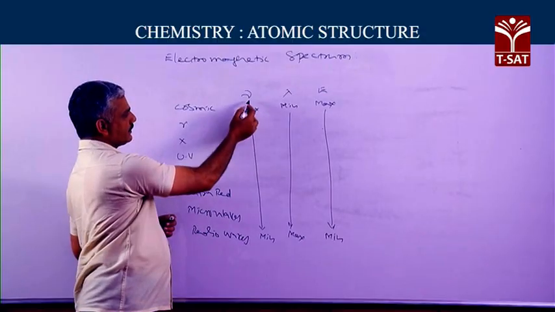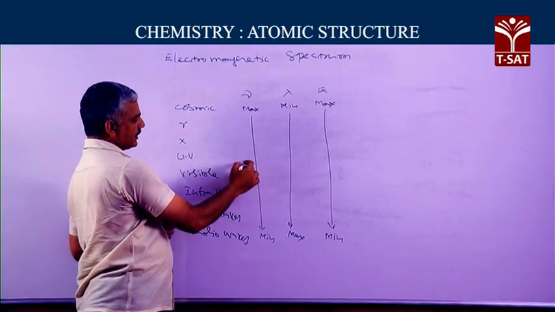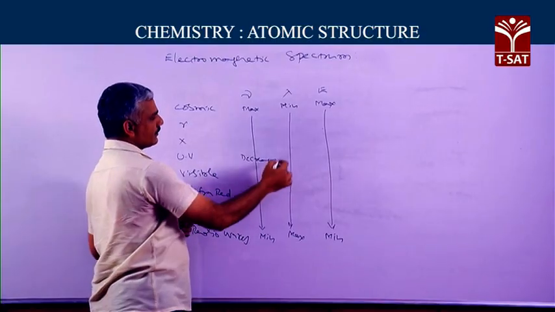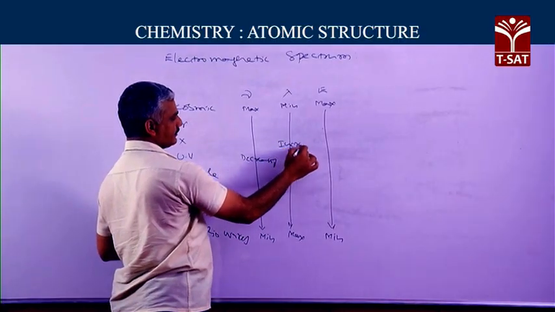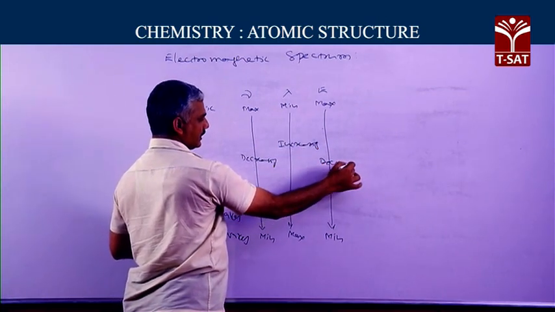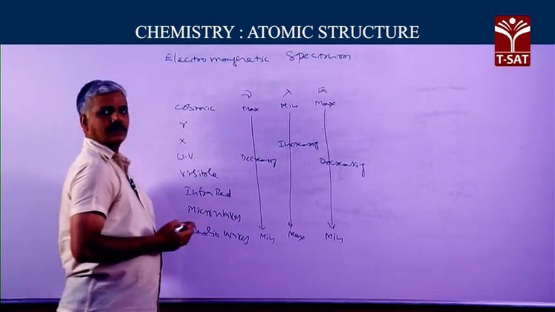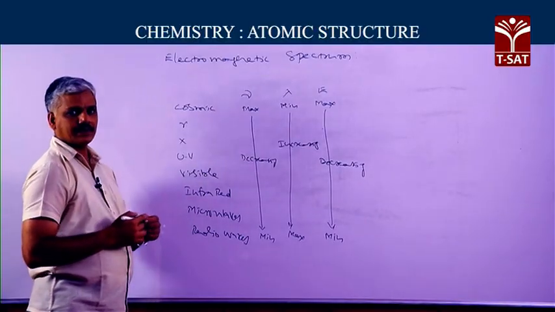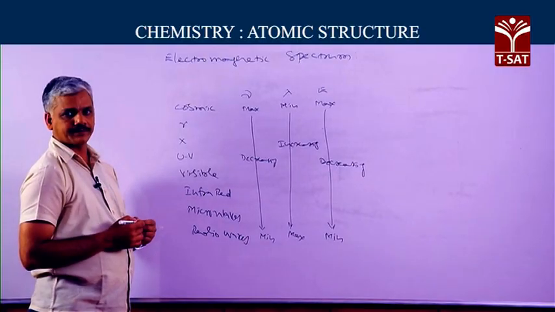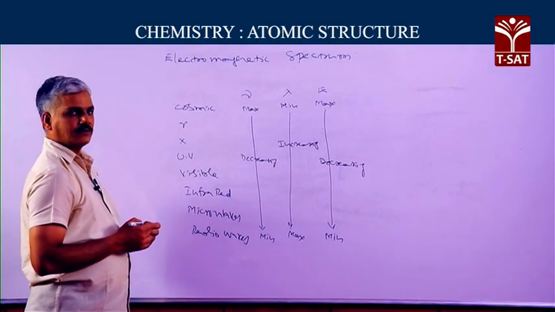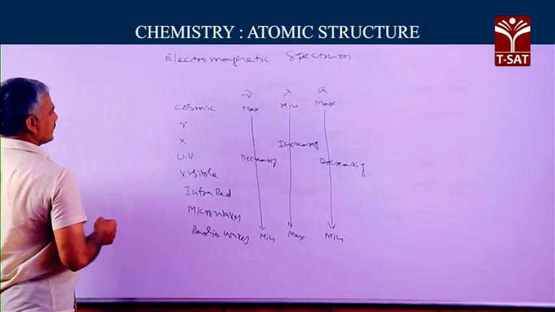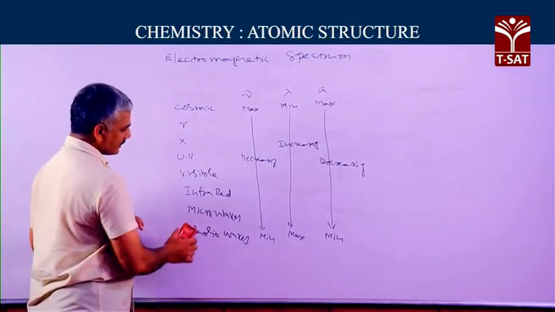So, with reference to frequency, the order is decreasing, wavelength increasing, and energy again decreasing. This systematic arrangement is called the electromagnetic spectrum. Now, how to record this spectrum? The apparatus used for the purpose is called a spectrometer.